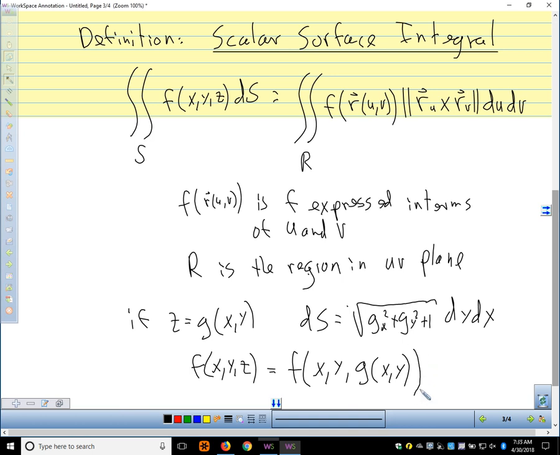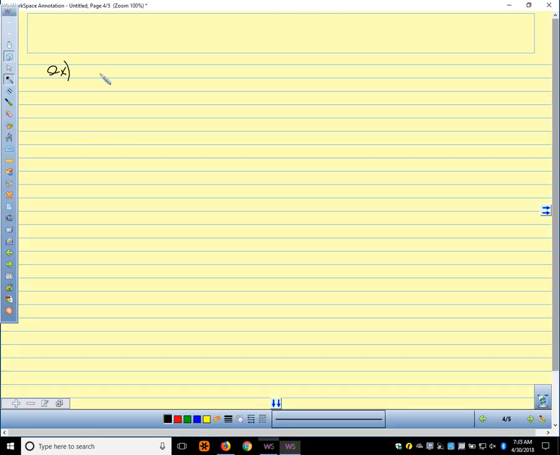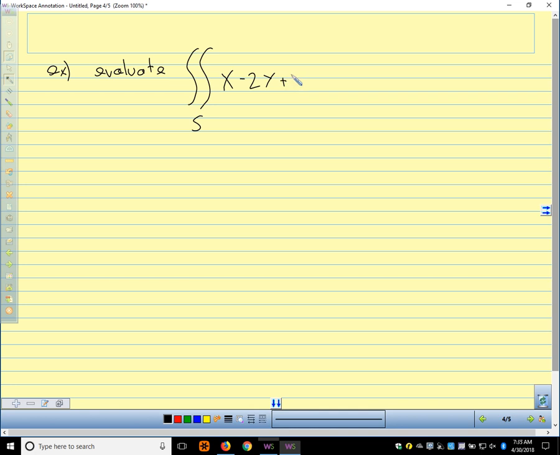Okay. All right, so let's set up a couple of these. One way that you'll see them is: evaluate the double integral over our surface of x minus 2y plus z dS, where S is z equals 15 minus 2x plus 3y, 0 less than or equal to x less than or equal to 2, 0 less than or equal to y less than or equal to 4.